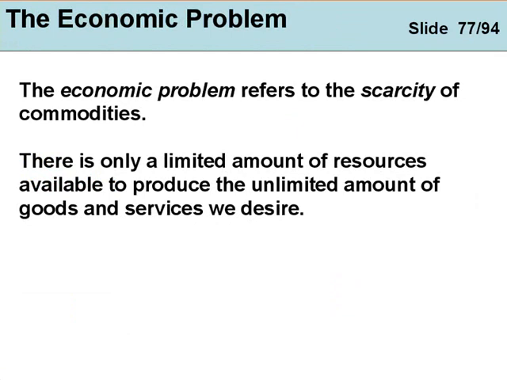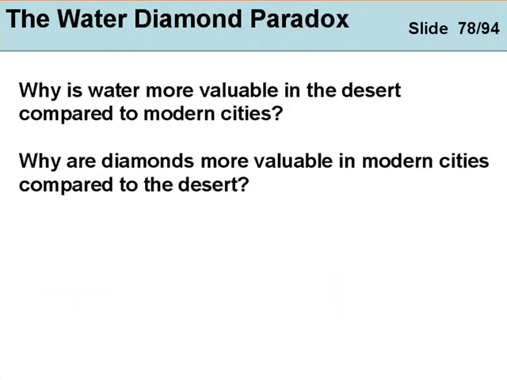The economic problem refers to scarcity of the commodities. It's only a limited amount of resources on the planet. And we all have virtually unlimited wants. And that's a problem. How do we resolve it? What is the key economic issue here? Well, this is actually illustrated by means of a very famous paradox, a paradox that was kicking around in Europe from about the late 1600s, and which wasn't resolved until Alfred Marshall in 1890. Alfred Marshall being the economist we mentioned right at the start. This paradox is known as the water diamond paradox.